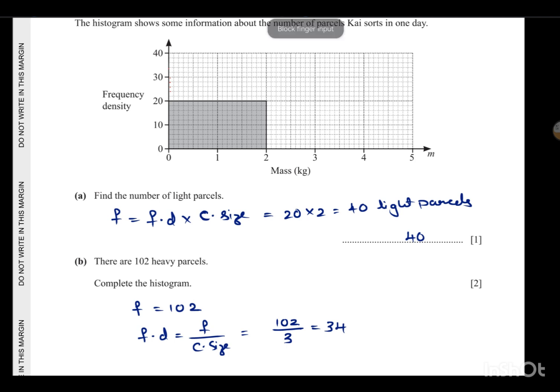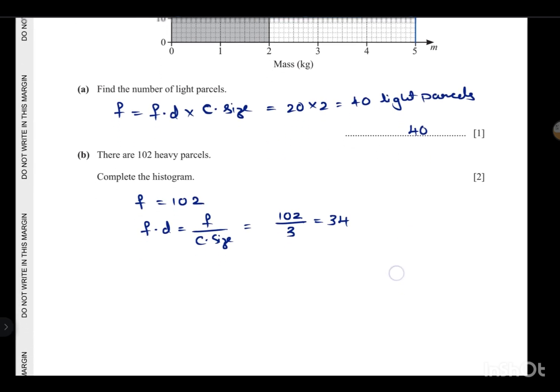When you see the numbers, there are 5 boxes leaving gap. So each box is 2 numbers because there are 10 numbers in between. So 34 will be this line. So use your rulers here. 34 is this line. Complete the histogram. This is the answer.